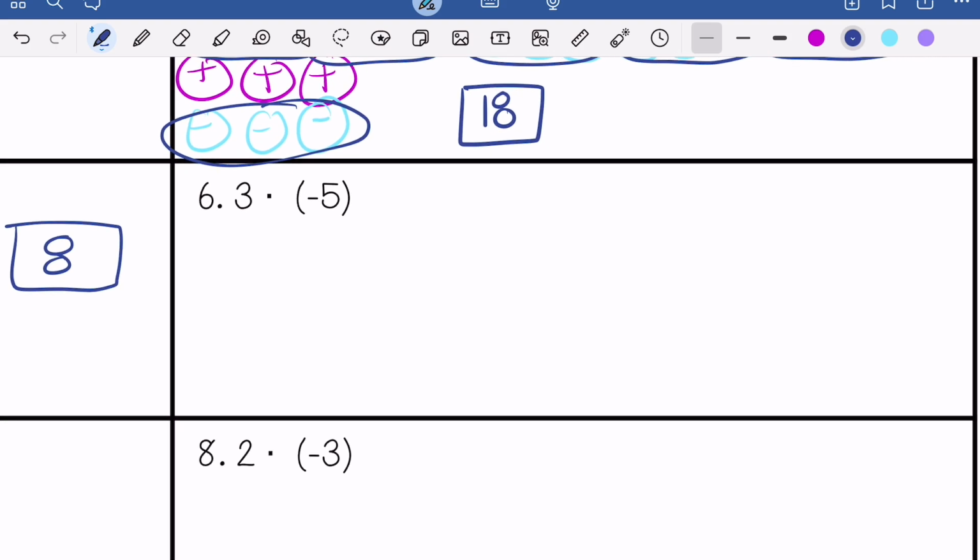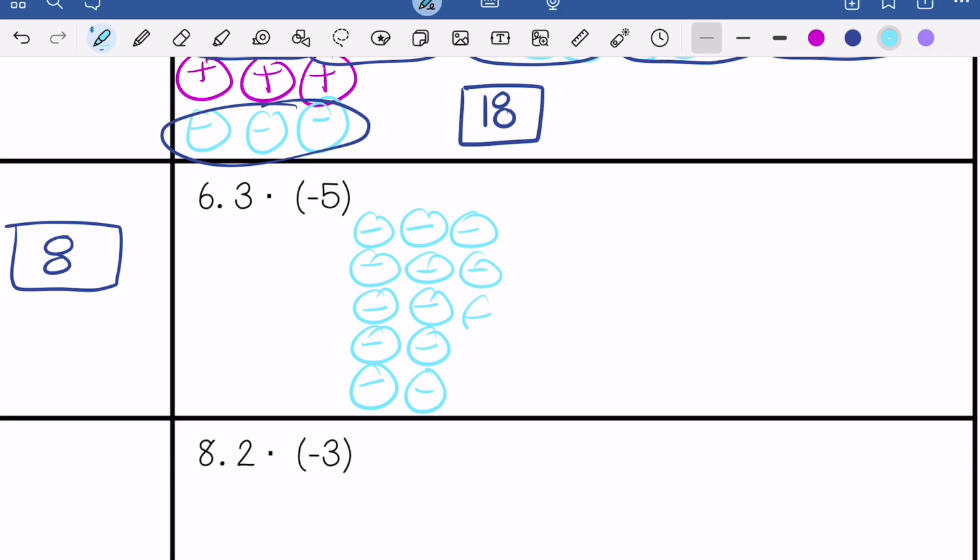Number 6, 3 times 5 is 15, so I'm going to draw. Actually, I don't need zero pairs for this because this number is positive. So I'm going to draw 3 groups of -5. That gives me -15.